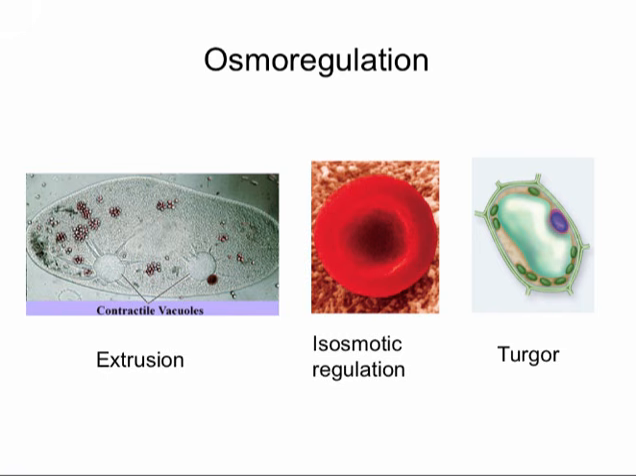Other organisms and other cells, such as the red blood cells we talked about, make their internal osmotic pressure equal to that of the external environment. So that is, they are isotonic, and therefore there is no net movement of water in either direction. Other organisms, like we talked about, such as plants and bacteria, have a cell wall that produces a pressure and prevents the water from coming inside the cell. So these are the ways in which organisms can regulate osmotic balance.